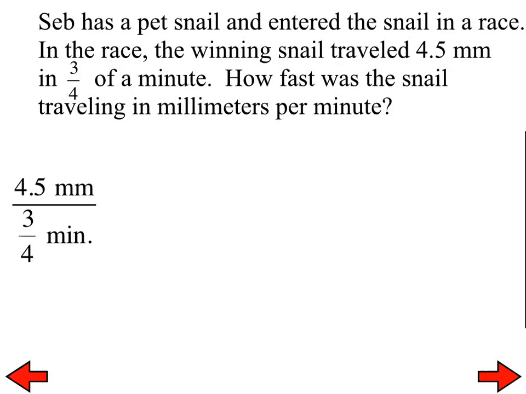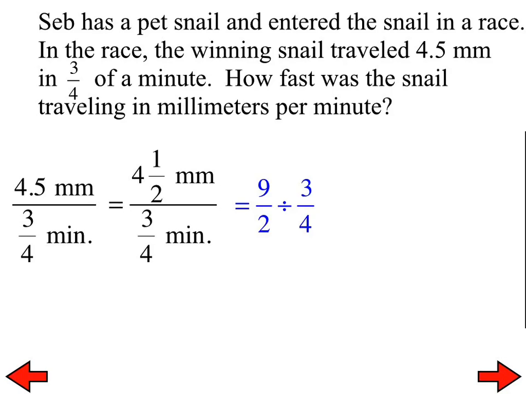So you could either turn 4.5 into a fraction or turn 3/4 into a decimal. It doesn't matter. I'm going to go with 4.5 as a fraction. And so remember, to find the unit rate, you divide to simplify. So 4.5 divided by 3/4 is 9/2 divided by 3/4. Then when we do what we need to do mathematically, we should end up with 6 millimeters per minute. Any questions there?